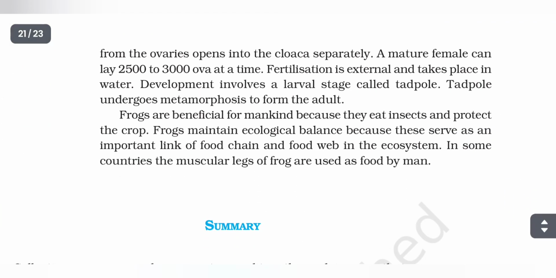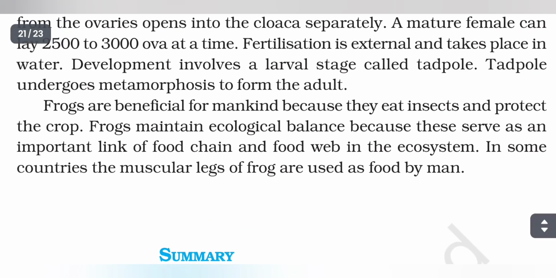Frogs are beneficial for mankind because they eat insects and protect the crop. Frogs maintain ecological balance because they serve as an important link of the food chain and food web in the ecosystem. In some countries, the muscular legs of frog are used as food by men.